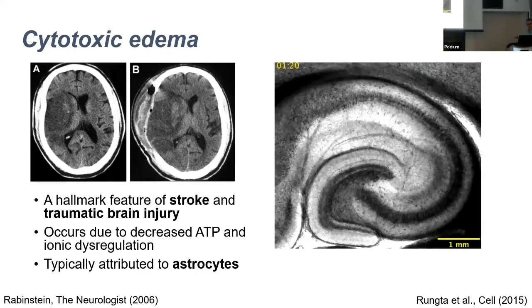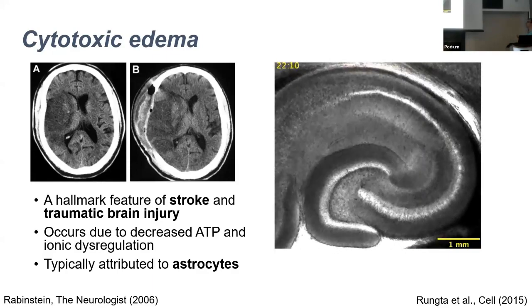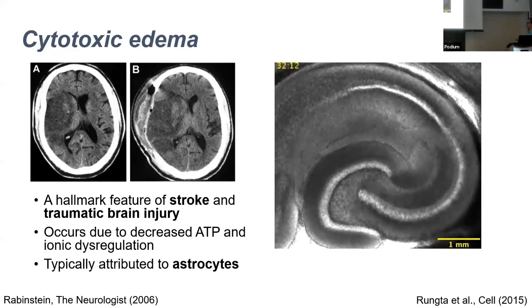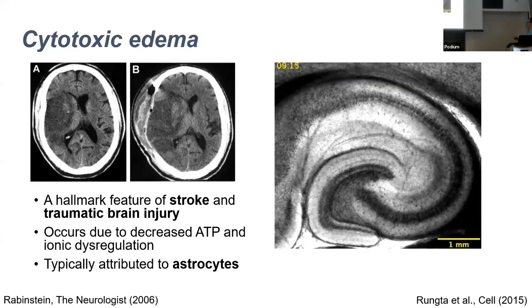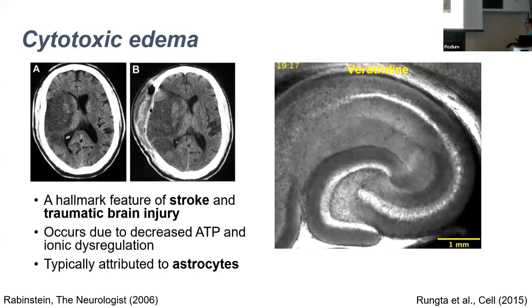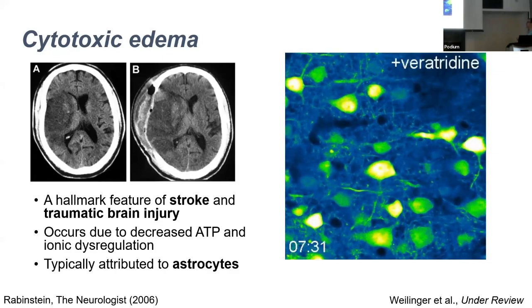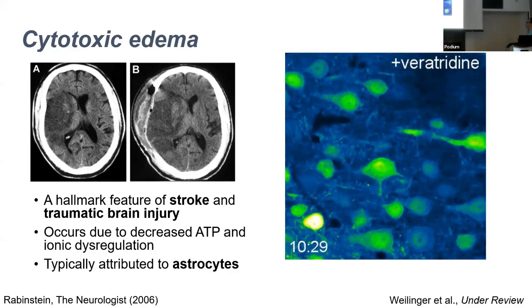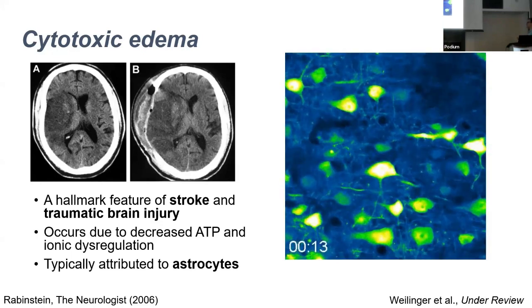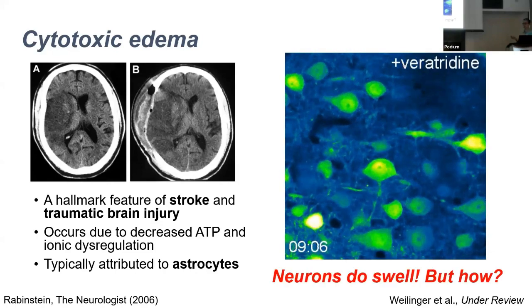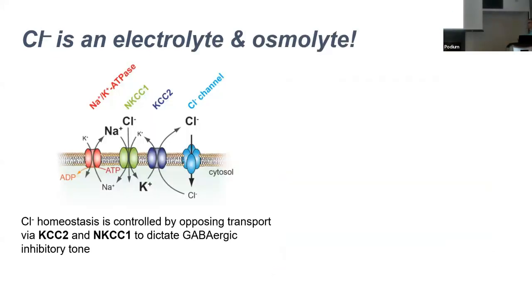But neurons also swell. And so this is an example here of a hippocampal slice. Swelling is induced by applying veratridine, which keeps sodium channels open, and this can drive swelling. So that's a tissue level example. We can also look at the single nerve cell level. So these are neurons expressing GFP. Veratridine is applied. The nerve cells start swelling quite aggressively, and the swelling is so intense that it's actually very difficult to maintain focus. So neurons do swell, but how does this happen?